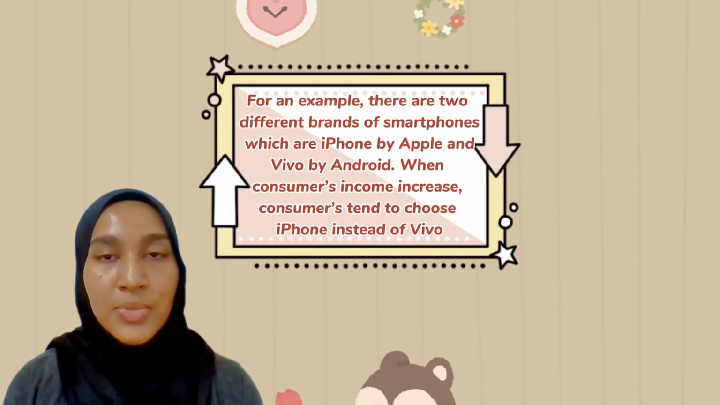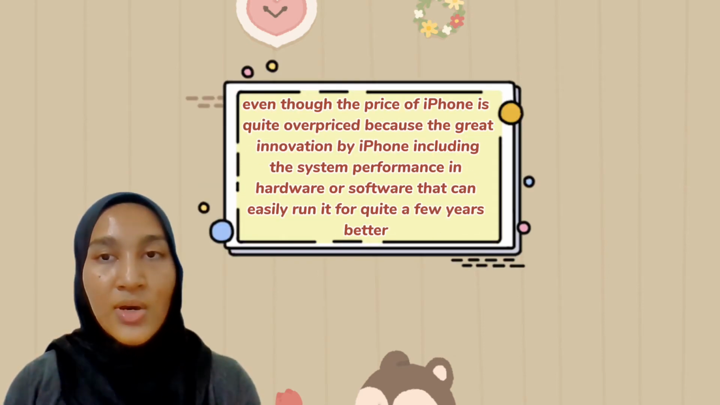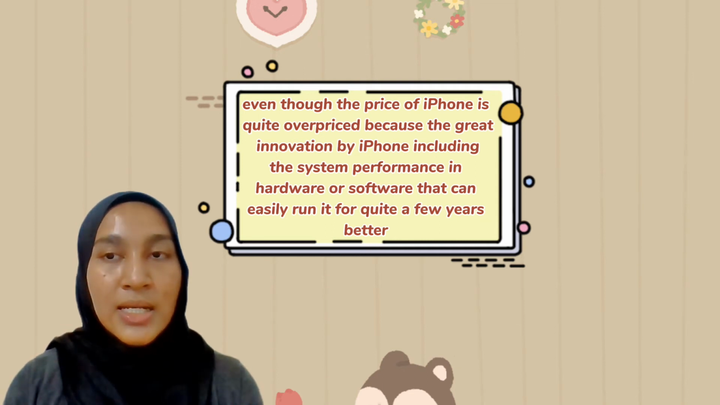For example, there are two different brands of smartphones, which are iPhone by Apple and Vivo by Android. When consumers' income increases, consumers tend to choose iPhone instead of Vivo, even though the price of iPhone is quite overpriced, because of the great innovation by iPhone, including the system performance in hardware or software that can easily run for quite a few years, better than Vivo.